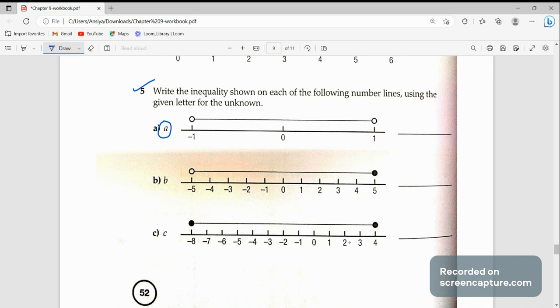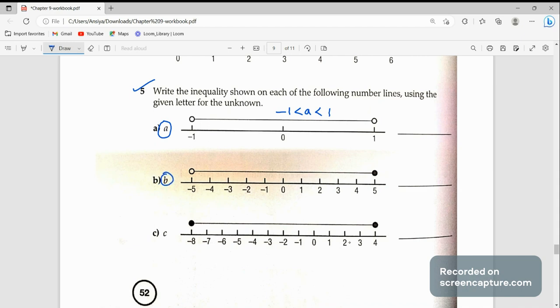See, it's between minus 1 and 1. So we can say minus 1 less than A less than 1. This means A is between minus 1 and 1. Now, are they included? See, open circle. So we are correct. If it's a closed circle, we should use the symbol less than or equal to. So that's the answer. Now look at the second one.